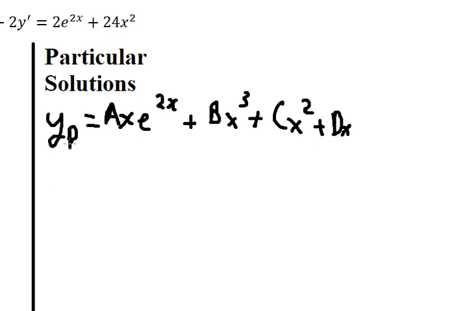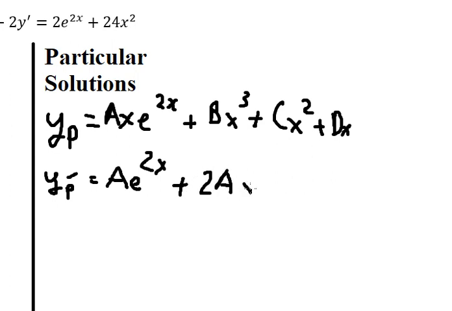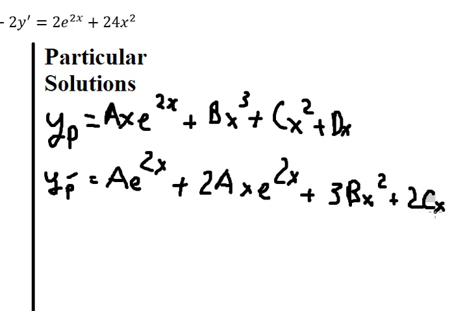Now we need to do the first derivative of yb. In this one, we have a e to the power of 2s. And this one we have 2a s e to the power of 2s. This one we have 3b s squared. This one we have 2cs. This one we have d.